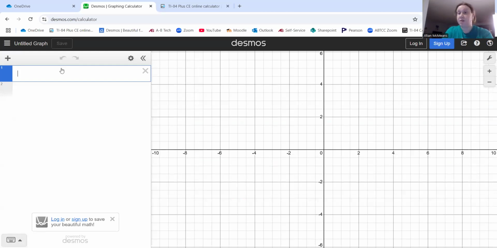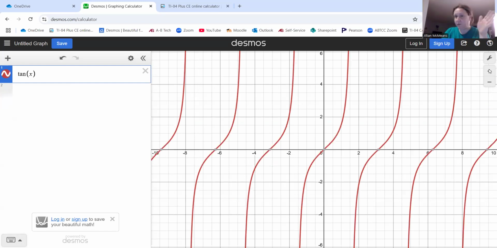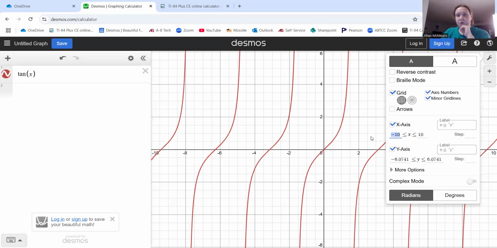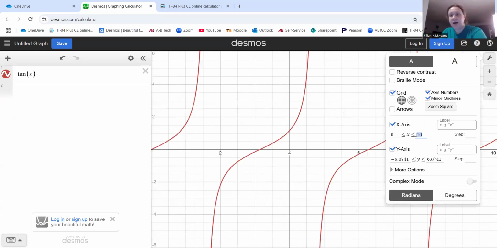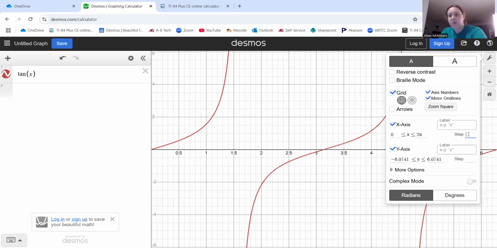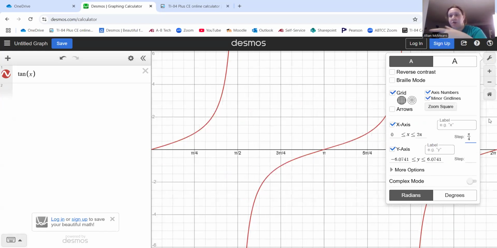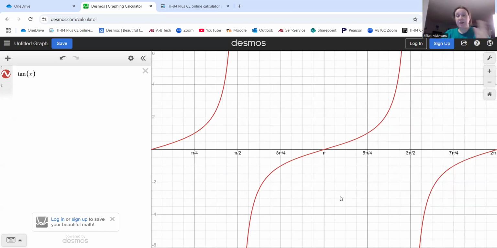Okay, so if we're just looking at plain old tangent of x, let's look again from 0 to 2 pi because 0 to 2 pi represents our unit circle. So we're going to go from 0 to 2 pi, and let's increment by pi over 4. Remember, you go to the little wrench and you can change your x and your y-axis, and we don't care what our y-axis looks like, okay? So we can see that from 0 to 2 pi, it's kind of disjoint, but we do technically get two cycles of tangent. We get one full cycle of tangent, then we get these weird partial cycles of tangent.